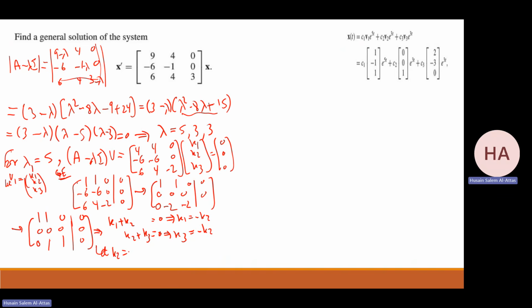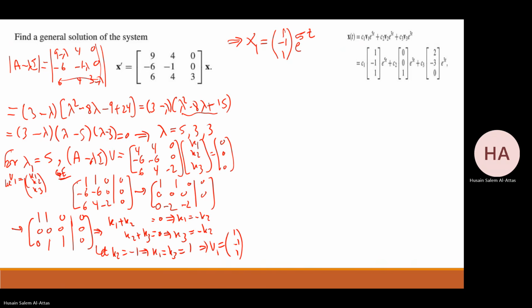Let K2 equal minus 1. I'm getting K1 equal K3 equal 1. So V1 will be what? 1, minus 1, 1. And what will be X1, my first solution, right away? 1, minus 1, 1, e to the power, what was my lambda? 5t.